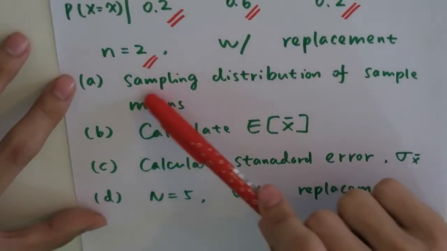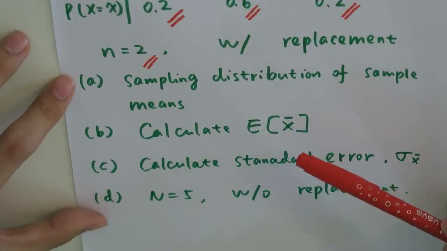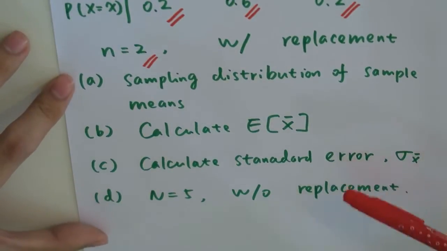So part A, we are required to find the sampling distribution of sample means. In part B, we are required to calculate the expected value or the mean of the sample mean. And in part C, we are required to calculate the standard error.